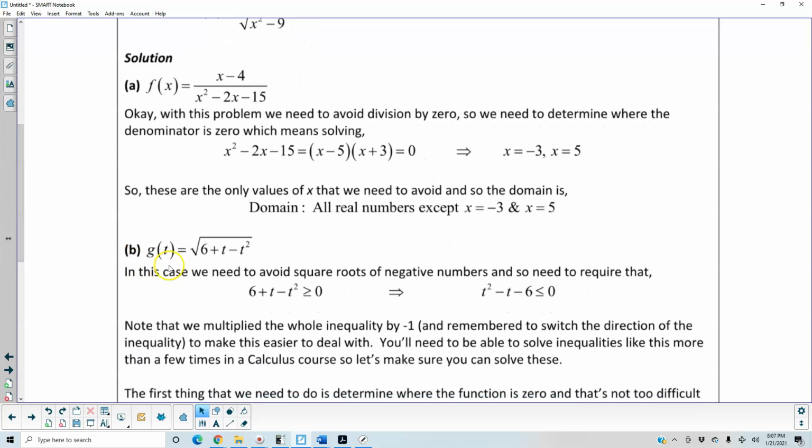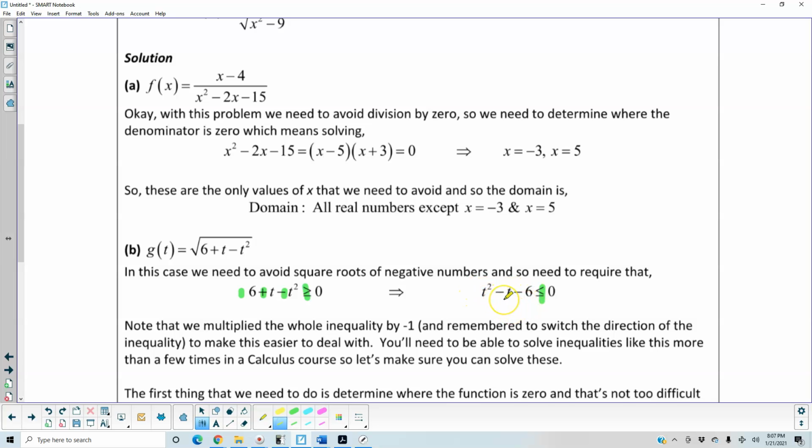Part B, g of t is equal to the square root of 6 plus t minus t squared. In this case, we need to avoid square roots of negative numbers. And so we need to require that what's under the radical be greater than or equal to 0. Now what we want to do is make sure that the negative t squared becomes a positive. So if we change all these signs, that means that we need to then flip the inequality. So this inequality, greater than or equal to, becomes less than or equal to, because all of our signs will then change to the following.